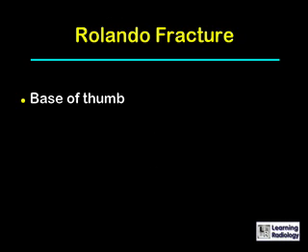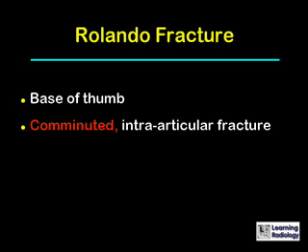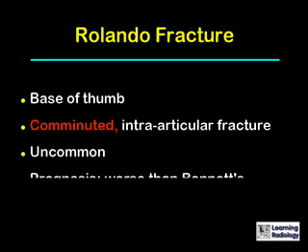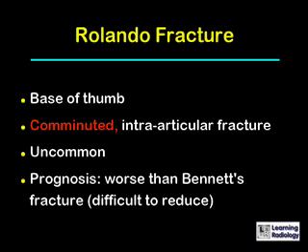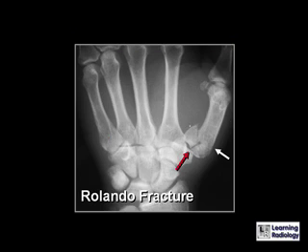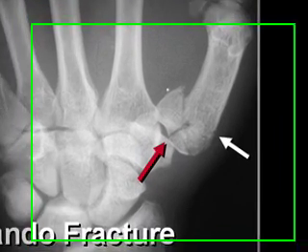A Rolando fracture also involves the base of the thumb. It is a comminuted intra-articular fracture. It's an uncommon fracture, and its prognosis is worse than a Bennett fracture because it is more difficult to reduce. This is an example of a Rolando fracture at the base of the thumb.